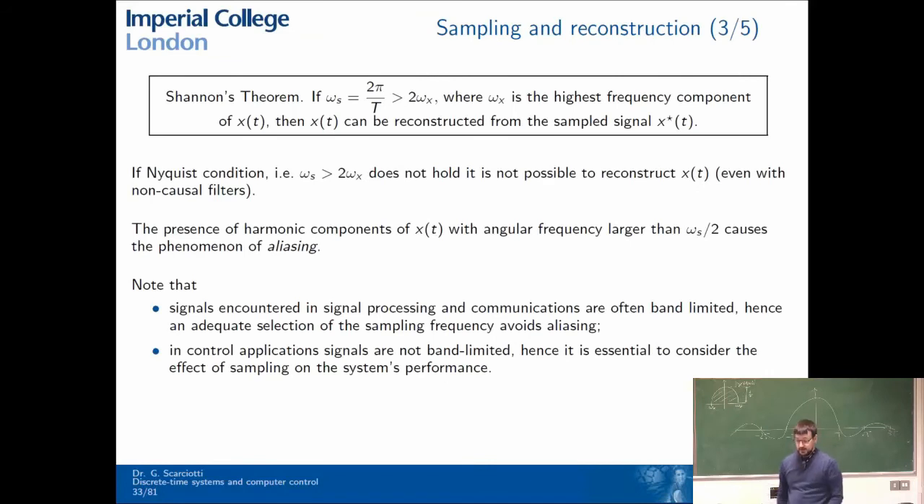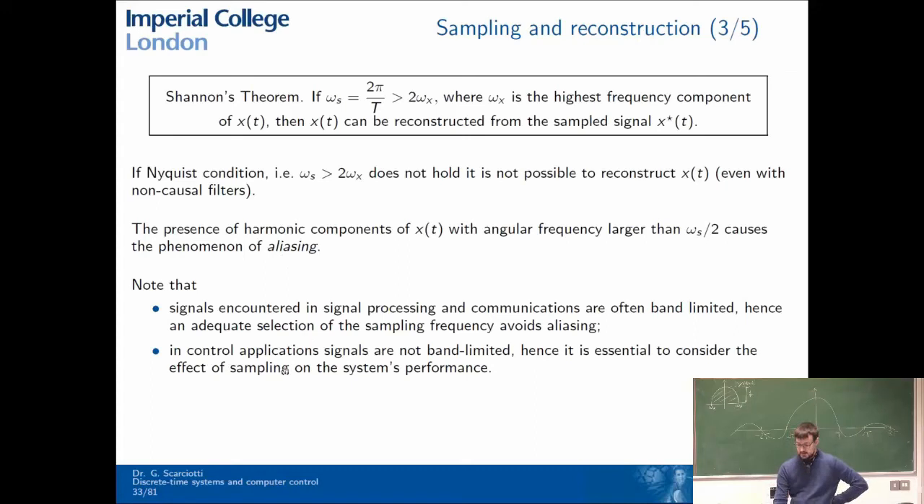In this slide, again, I want to point out that if the Shannon theorem is not satisfied, so omega s is not greater than 2 omega x, then it's not possible to reconstruct x of t, even if we have an ideal filter that we cannot actually implement. This is because, as I showed in the graph before, with the x star of j omega, when this condition is not satisfied, there is this problem of overlapping and the sum of the various frequency components distorting the signal, and this phenomenon is called aliasing.